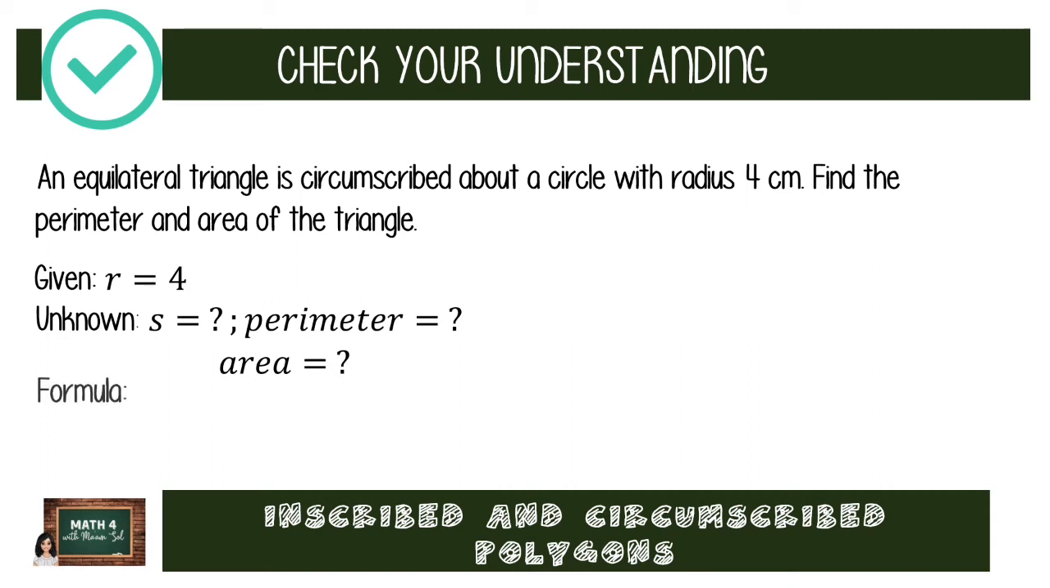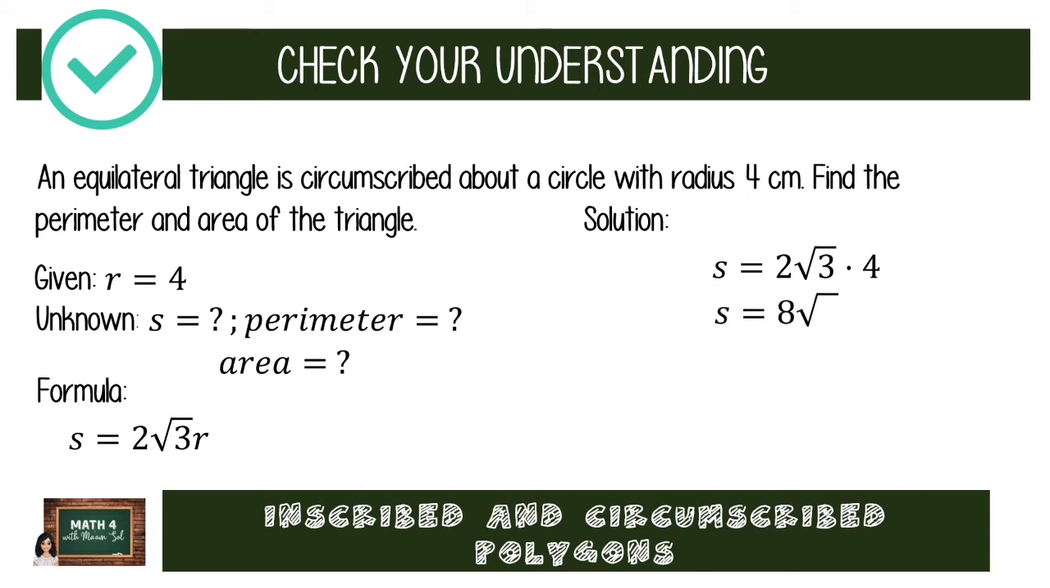the triangle. The formula that we derived is S is equal to 2 square root of 3 times R. Using that formula, we know that we can have S is equal to 2 square root of 3 times the radius R, which is 4. This can be simplified into 8 square root of 3 centimeters. Thus, the side of the equilateral triangle is 8 square root of 3 centimeters.